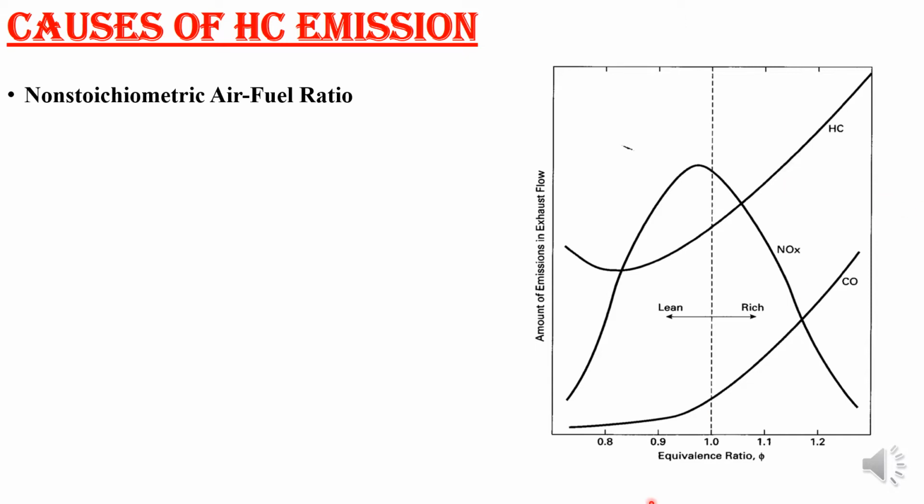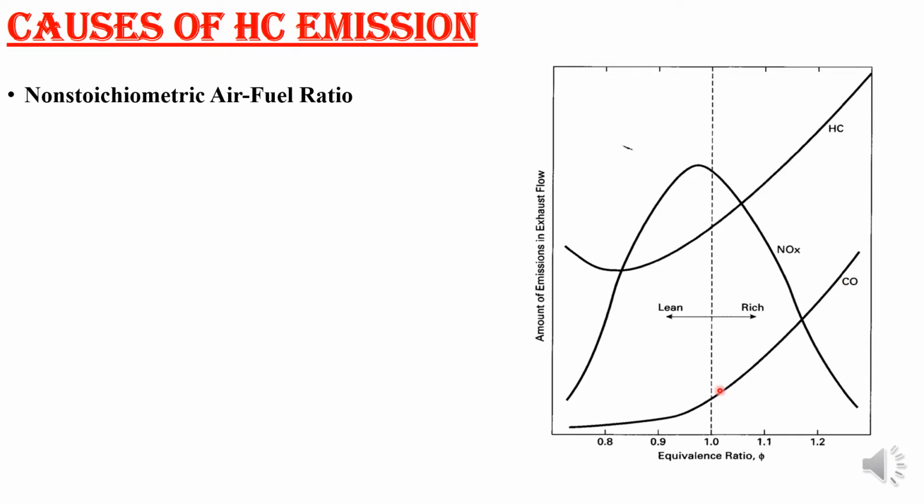Okay, this is about HC emission. Whereas for the other concentrations, you can see that on the leaner side, because the availability of oxygen is more, emission is less for CO, NOx and HC. But as you move towards the richer side, what will happen?